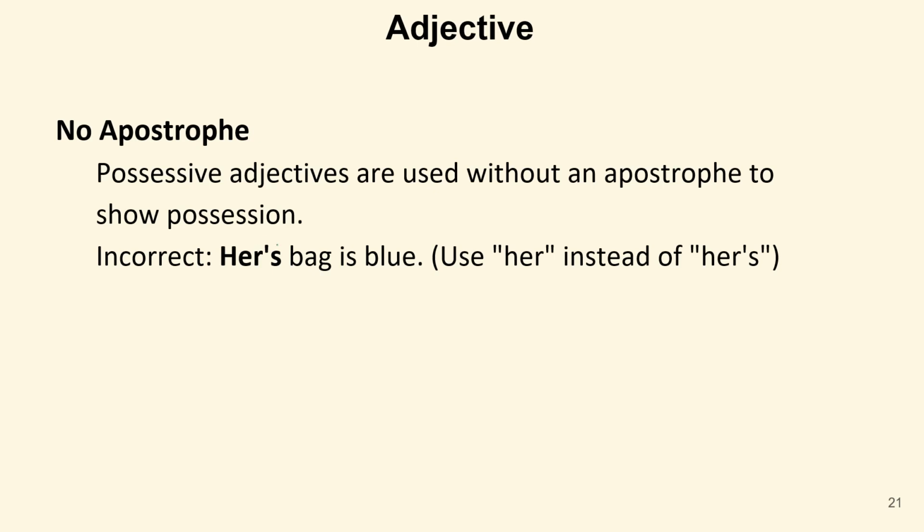to show possession. As I told you, her bag is blue. This is incorrect. Use her bag because her is an adjective and hers is a pronoun. If we have a noun just after it, we should use an adjective, not a pronoun. We can say this blue bag is hers, or the blue bag is hers, or we can say her bag is blue, but we cannot say hers bag. Also, we do not use an apostrophe with any of the possessive words.